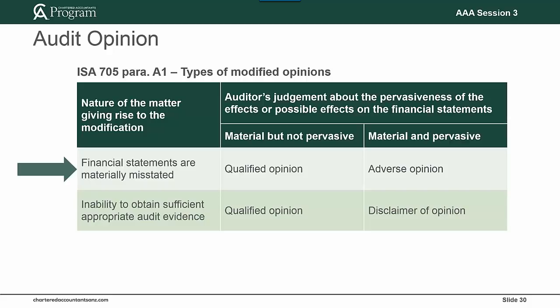Determining if something is pervasive does require some professional judgment, and in reality this decision would really be made by the audit partner. Now ISA 705 describes pervasive effects as those that are not confined to specific accounts or items in the financial statements, or if they are confined, represent a substantial proportion of the financial statements. In this scenario, we know that the misstatements are confined to specific accounts and do not represent a significant proportion of the entire set of financials. We therefore determine that the effects are material but not pervasive, resulting in a qualified opinion.